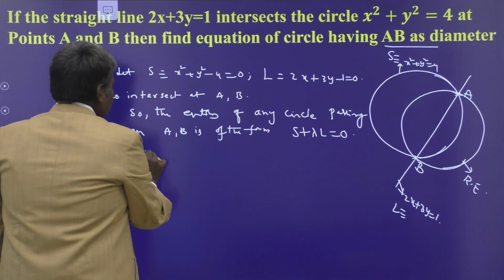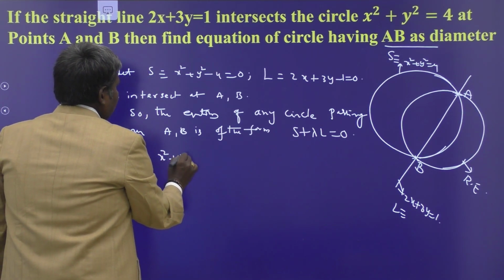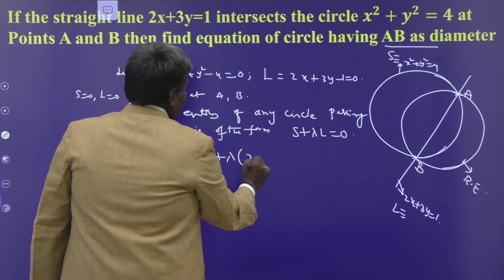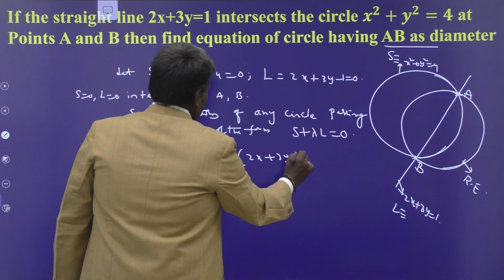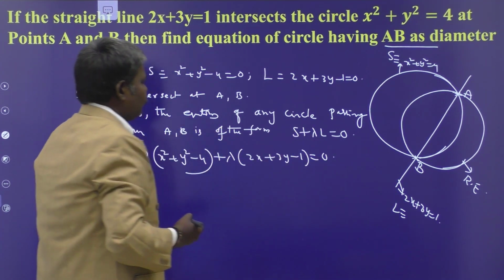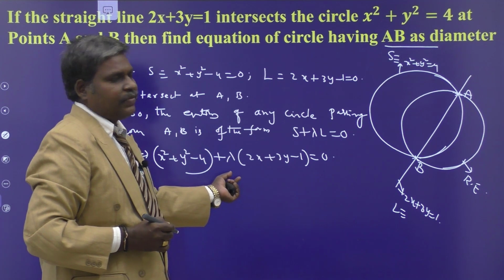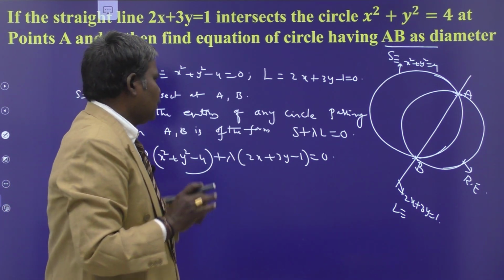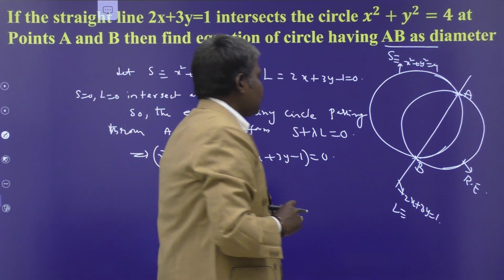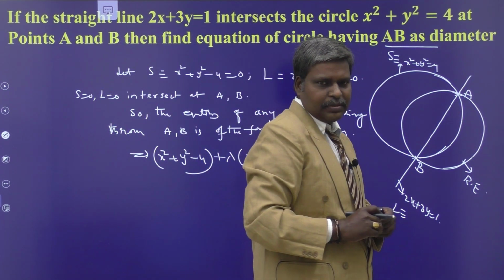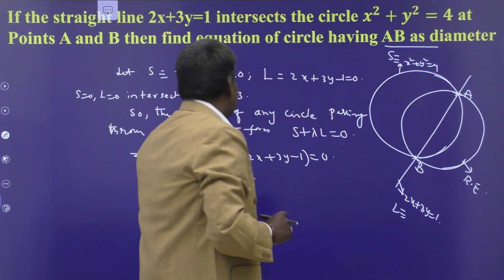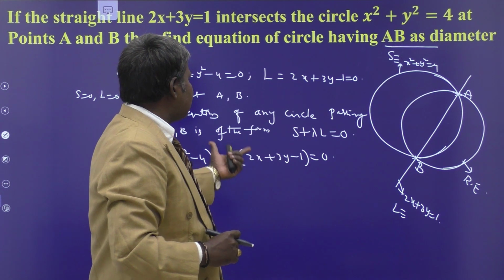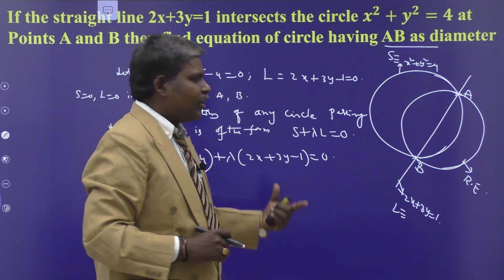I prepare this one first of all. What is the S? X square plus y square minus 4 plus lambda times 2x plus 3y minus 1 is equal to 0. So by giving the infinite values of lambda, you get infinite number of circles. We don't want all those circles. Your circle must and should have AB as diameter. Suppose it is your required circle. If it is your required circle, then AB is its diameter.